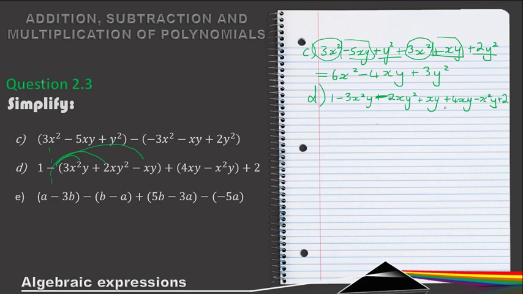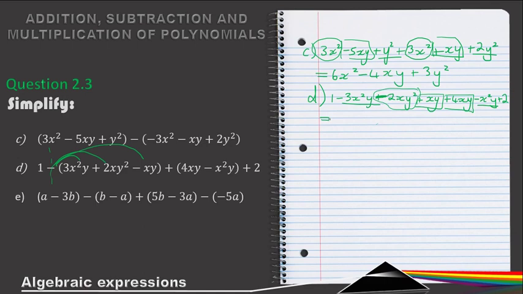Okay, right. Now, like terms. So here I see this one and this one are like terms. And then this guy is on its own. This is the only one that has x y squared as a like term. Then we have this xy as like terms. And then we have our constants.